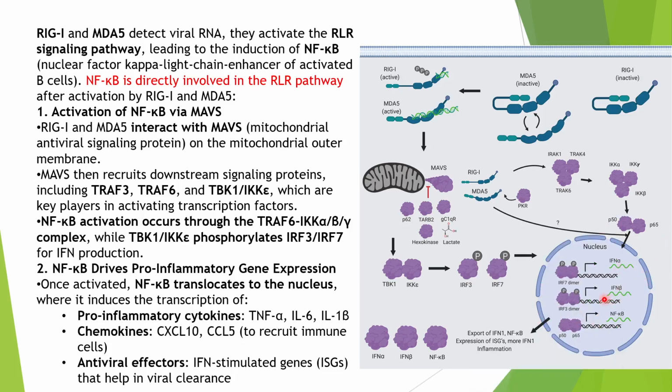So finally, in the end, we have production of interferons, alpha, beta, and other pro-inflammatory cytokines like TNF alpha, IL-6, etc. And also expression of ISGs, which are interferon stimulated genes. So this helps in clearance of your virus.